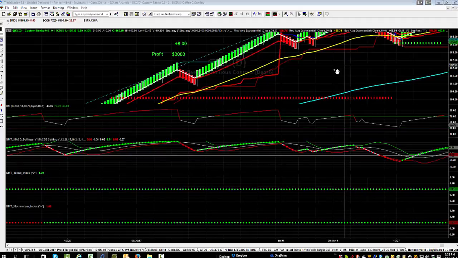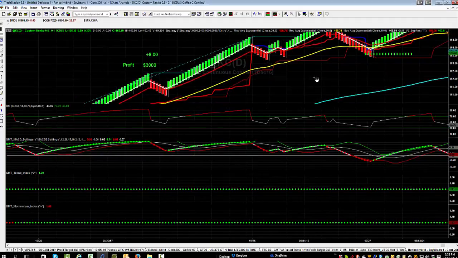Our exit on this long trade is going to be a predefined target, or we could actually use our price channel as our exit, and you can see there that the exit would have been up around here at 163.50. We get out of that trade, but it's hit its predefined target there, so it's positive 3,000.